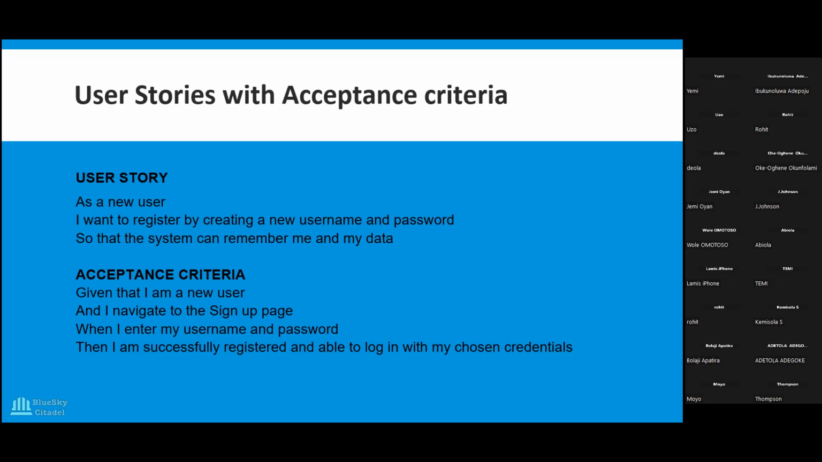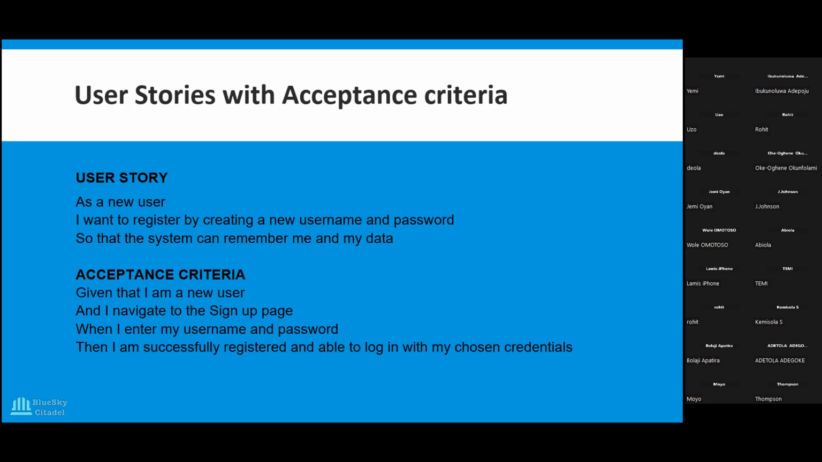So in this case, the user story is this. As a new user, I want to register by creating a new username and password so that the system can remember me and my data. That's fine, right? Now, what are the conditions that must be met for one to be able to say that I have successfully registered? Now, acceptance criteria. These are the steps that must happen for me to say that the user story is completed. So the acceptance criteria will always back or support the user story.